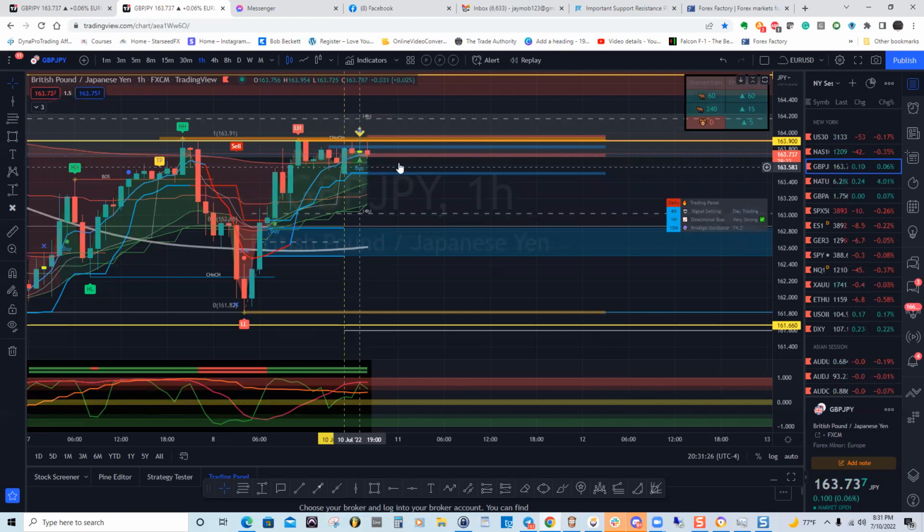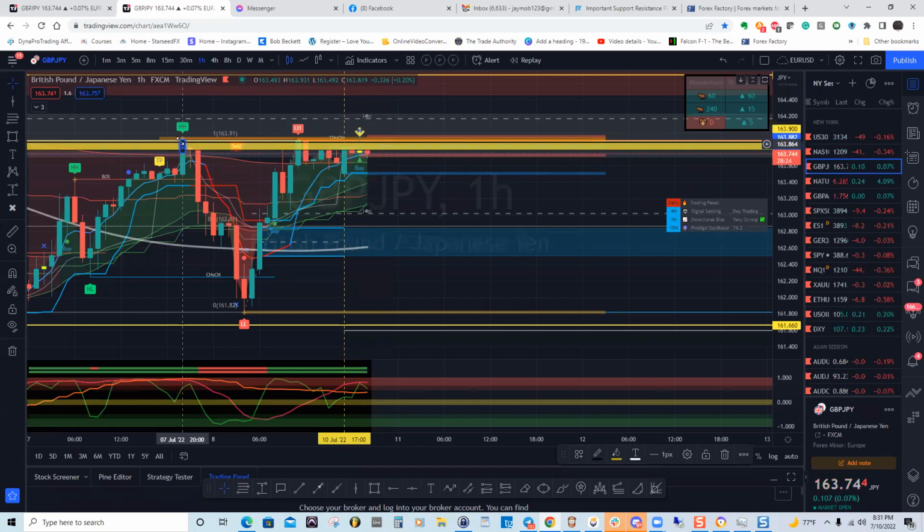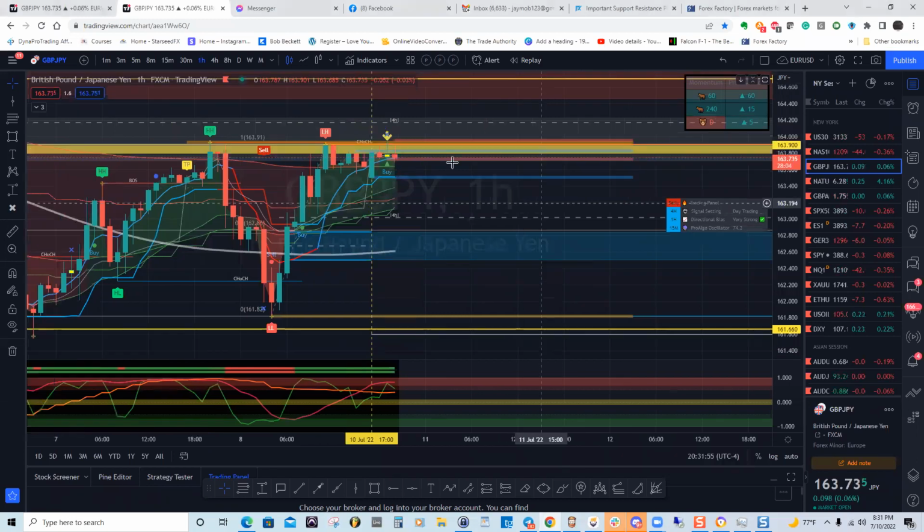So we've got to wait to see what's going on, because this is a nice little level here. This is a 1 hour order block right there. That's a 1 hour order block right there. Let me see if I can come here and let's see what they got here. So we'd have to wait to see what happens.